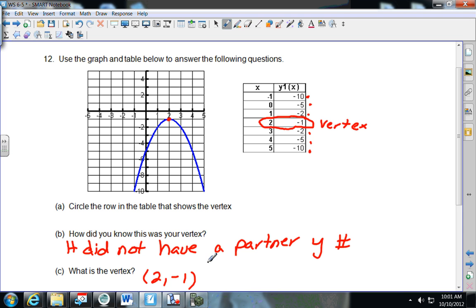It's a maximum because it's at the top. Remember, maximum means it's at the very top. That's a nice M there.